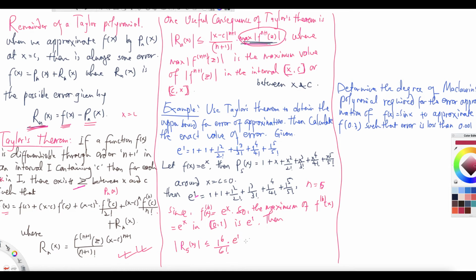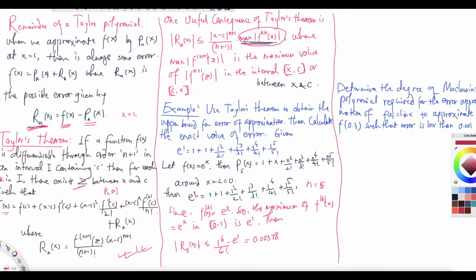So what do you get? If you use a calculator for this, you will get 0.00378, because 6 factorial is, I think, 720. E over 720 will be like that, okay? So this is what you get. So this is the bound. This is actually the bound for the error. Okay, guys.